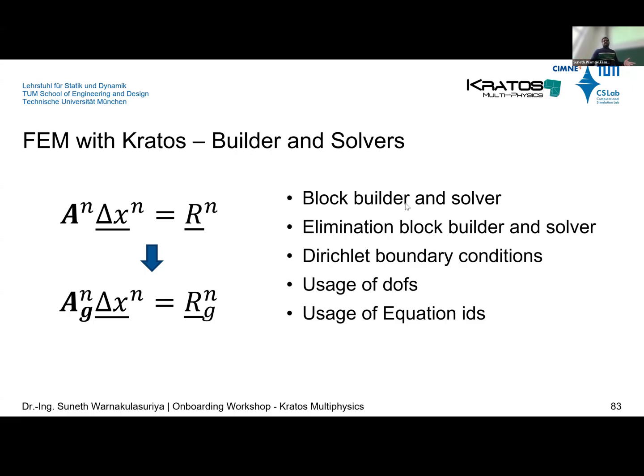Like the block builder and solver, which we usually use, is not good in context, but the elimination builder and solver is good in context. What elimination does is basically remove all the Dirichlet boundary conditions, because those are anyway predefined, and reduce the system matrix size. It's good for context, but not for basic cases. The first one is not good for context, so each has its own merits and demerits. The builder and solver is also responsible, since it's removing some DOFs in the elimination case, for applying Dirichlet boundary conditions.